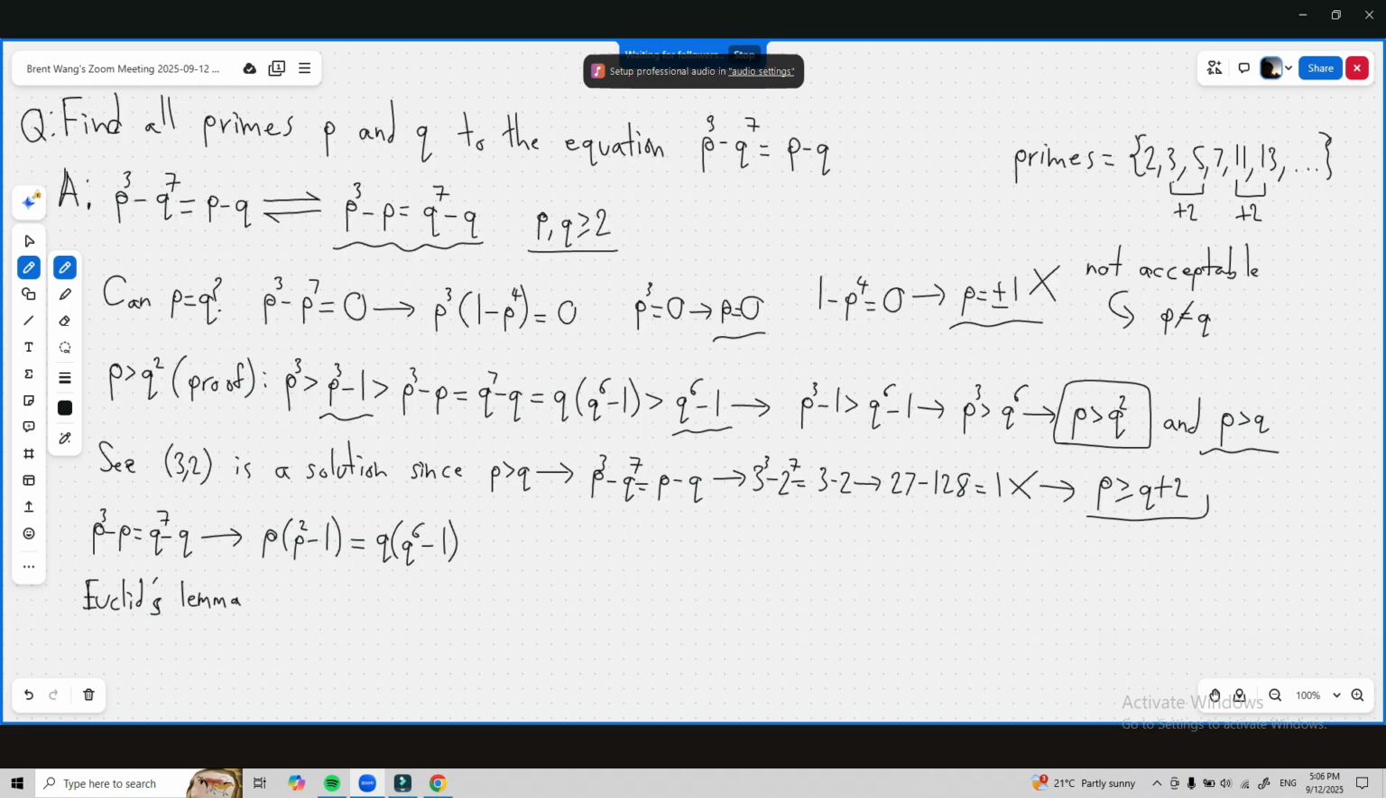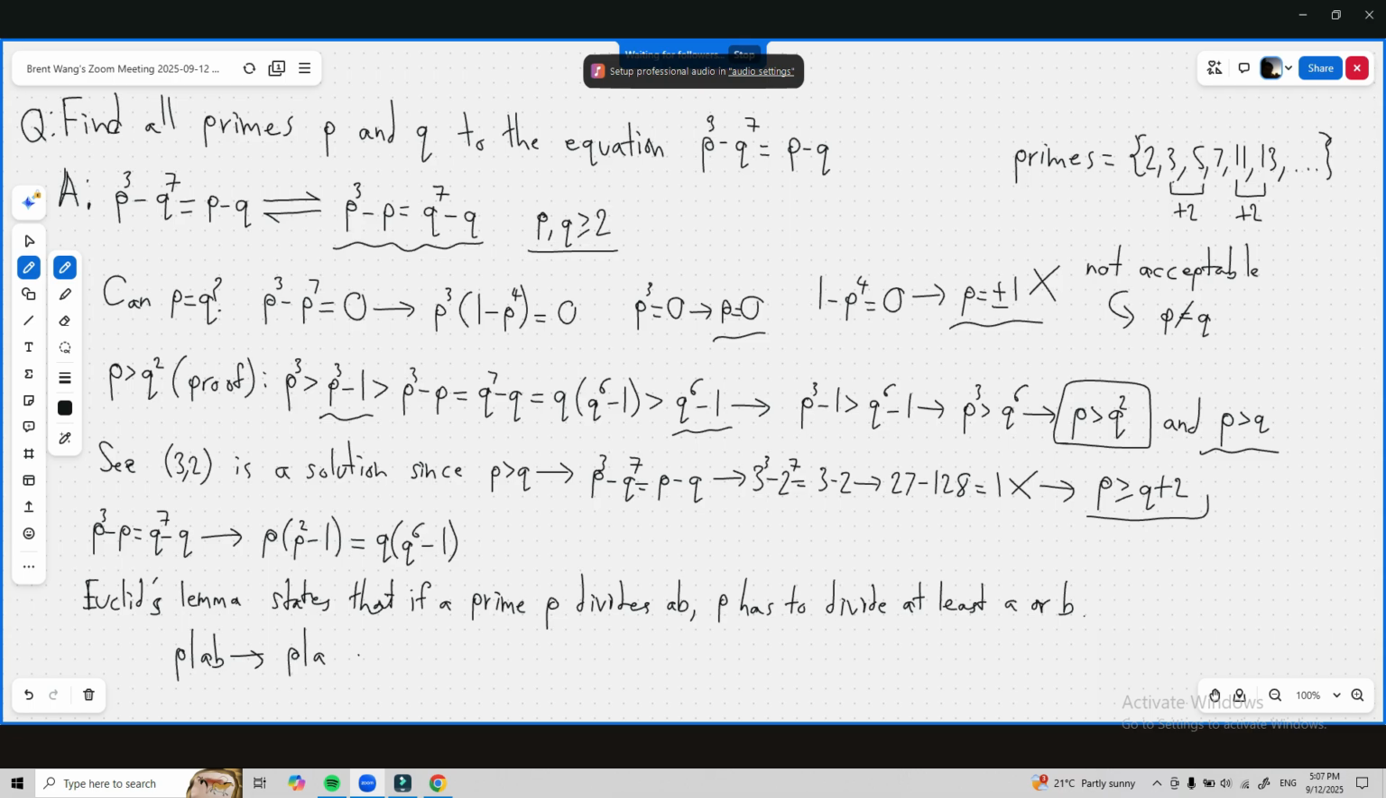Euclid's lemma basically states that if a prime P divides the product of AB, then P has to divide at least A or B. What that looks like in mathematical notation is: if P divides AB, then P divides A or P divides B.